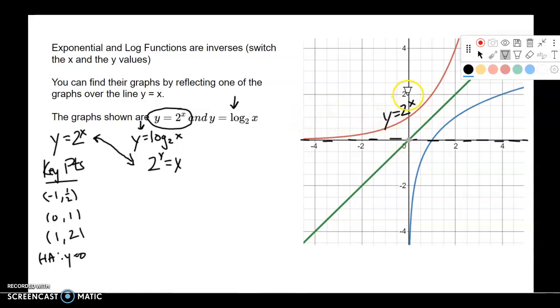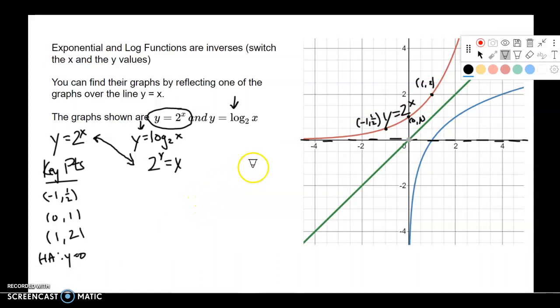Keep in mind that every 2 boxes is 1 unit. So this is the point (0, 1). Then we have the point over here, (1, 2). There it is. (1, 2) is on there, and also the point (-1, 1/2). Keep in mind each box is only a half a unit on this graph, so if I want to go over to -1, I'm going over 2 boxes. Those are our 3 key points there, and then our horizontal asymptote at y equals 0.